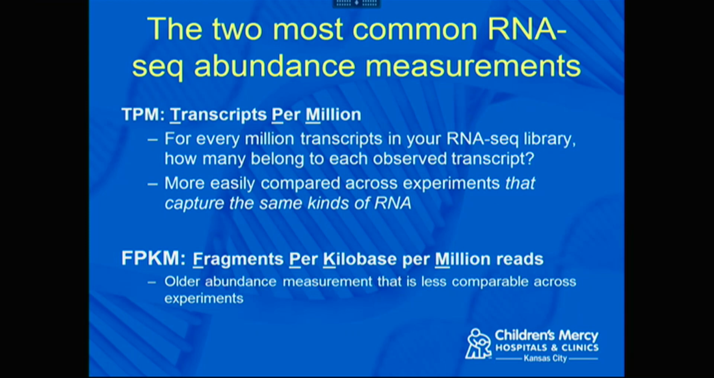So if you do a total RNA-seq, you're going to have lots of different RNAs. Whereas if you do an mRNA-seq, you're going to have less mRNAs. And so your total is actually different in the two cases, so you shouldn't compare their abundance values directly.